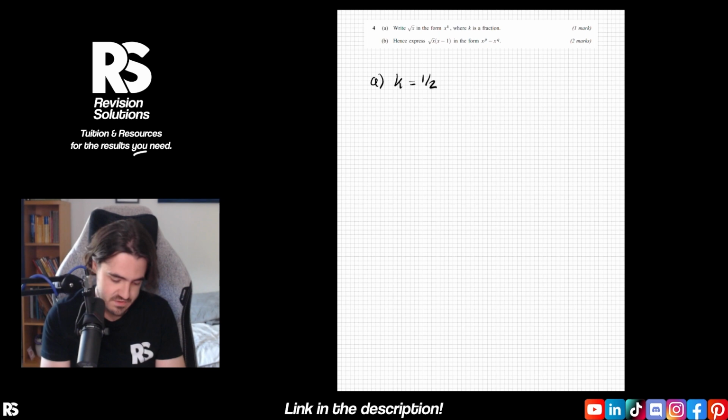And it says hence express the square root of x times x minus 1 in the form x to the p minus x to the q. So we need to multiply that bracket. Let's first write it down in this power form that we've just deduced. So it'd be x to the half times x minus 1. And then x to the half times x, or x to the 1, we just add the powers. So that would be x to the 3 over 2. And then we'd have x to the half times minus 1, which would be minus 1 lot of x to the half. So we'd have p then is 3 over 2, and q is a half.